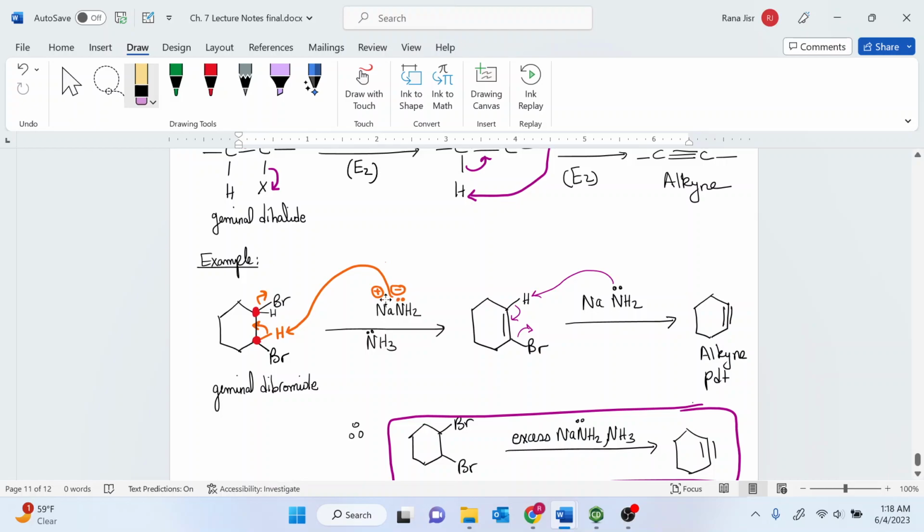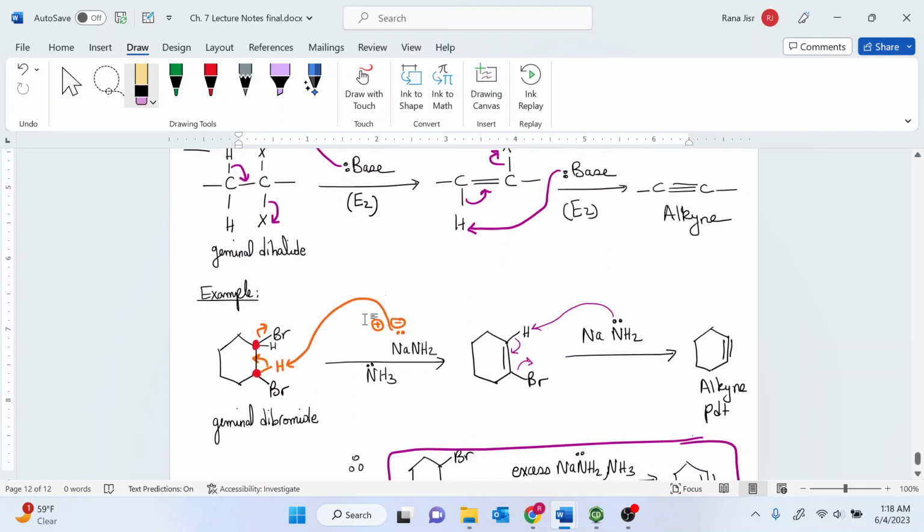Base is going to come and take the beta hydrogen in there. It's going to form a double bond, and the halogen is going to leave. The mechanism is going to proceed by E2 reaction. So if you are showing the E2 reaction, it's better to show that the hydrogen and the halogen are anti-periplanar with respect to each other.